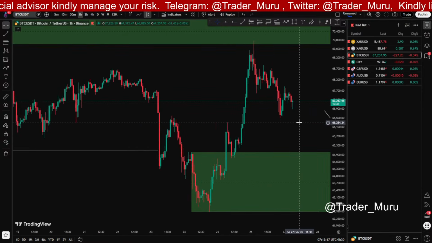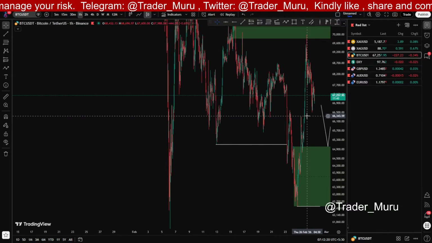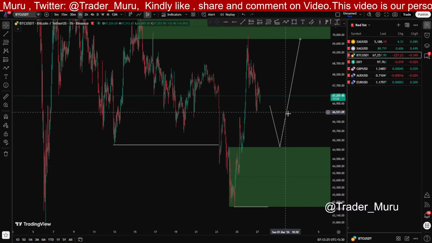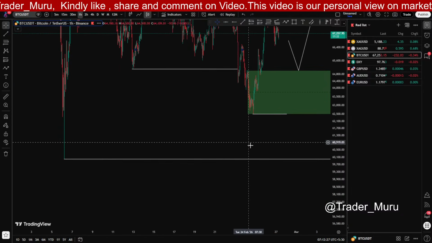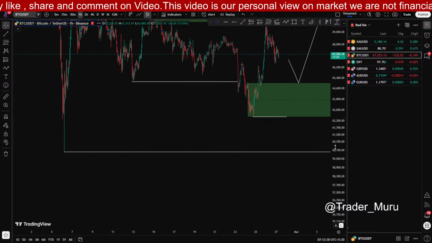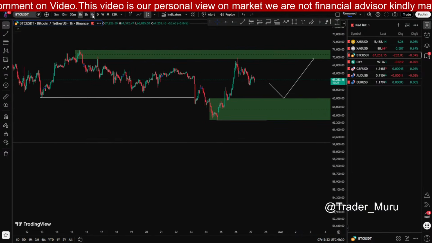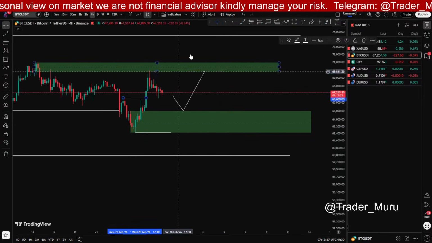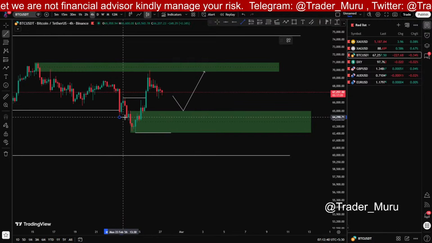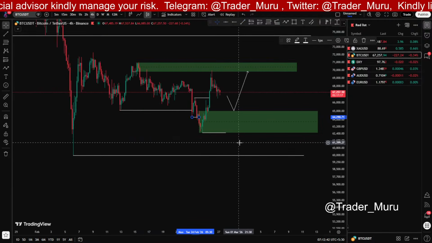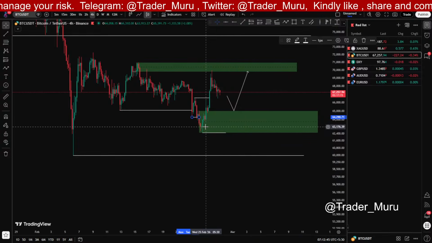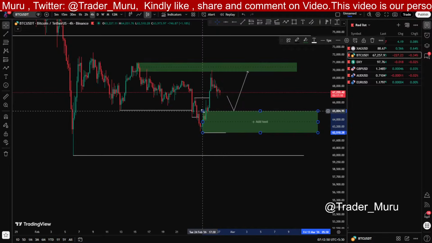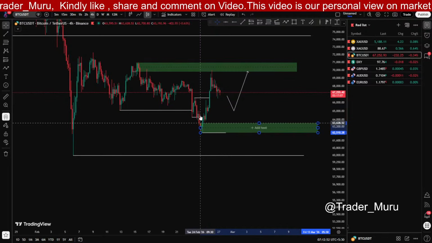BTC is right now bearish. It should hold this bottom green zone to go upside again. If this breaks, we will see a break of this low too, because this is the final 4 hour internal change of character which we are witnessing right now. Below this, it will break this low too. Maximum to this area.